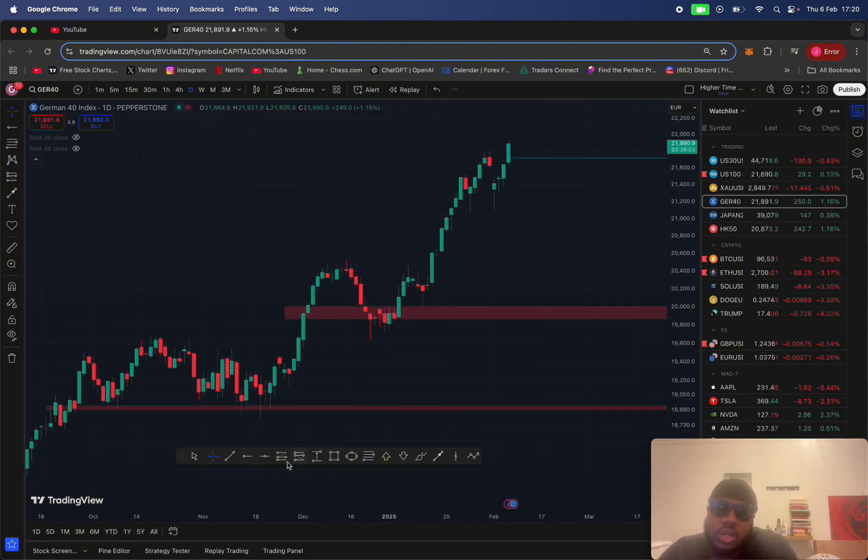This is also just a clear uptrend. On the DAX, price is just continuing to make higher highs and higher lows.